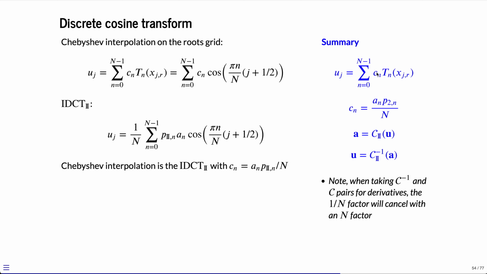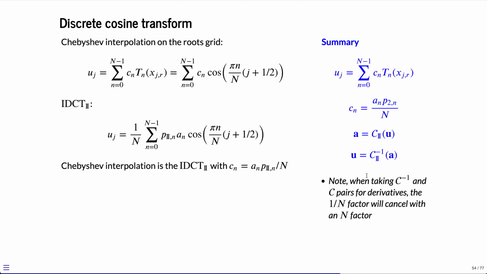Okay, so to solve for the c's then, we don't invert this matrix system anymore because that's slow. Instead, we use these fast cosine transforms where we take the discrete cosine transform of u, then we multiply it by p, divide it by n, that gives us our c. Great.